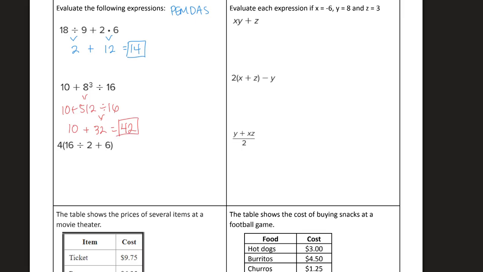Moving on to the last one here. So this one we do have parentheses, which means we're going to do everything inside the parentheses first. Inside the parentheses, I have division and I have addition. Division's going to happen first. So 16 divided by 2 is 8. I'm bringing everything down. Remember, this is 4 times the parentheses. Now we're going to keep going inside the parentheses. 8 plus 6 is 14. And now all we have left is 4 times 14, which is going to be 56.